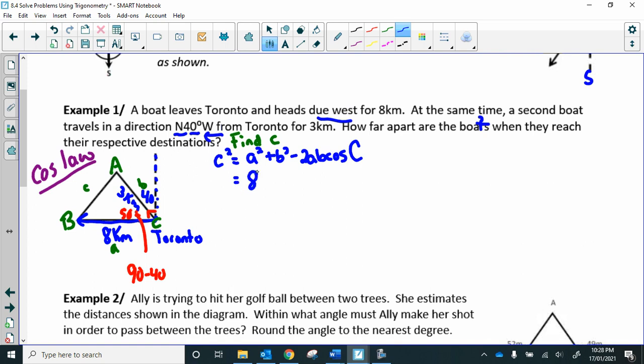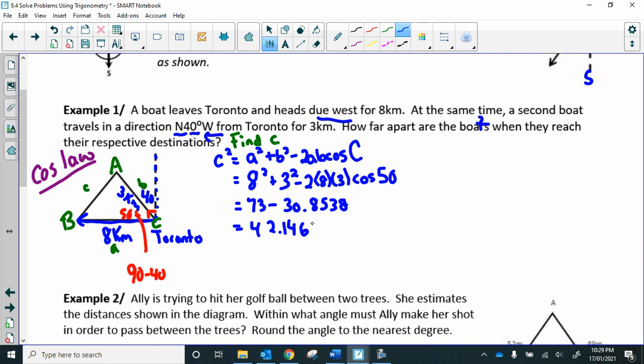We're going to try to fill everything in that we know. So little a is 8. Little b is 3. A and B then are obviously going to be 8 and 3. And cos of angle C, we figured that out, was 50. So again, I like to just type in my calculator 8 squared plus 3 squared. That gives me 73. And then negative 2 times 8 times 3 times cos 50 would give me negative 30.8538.